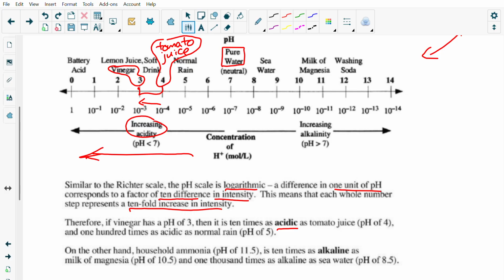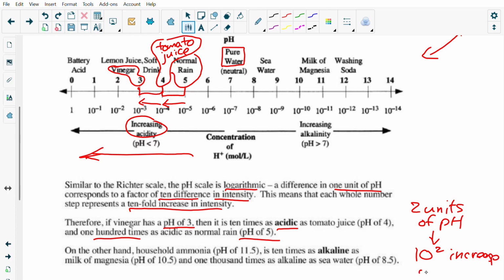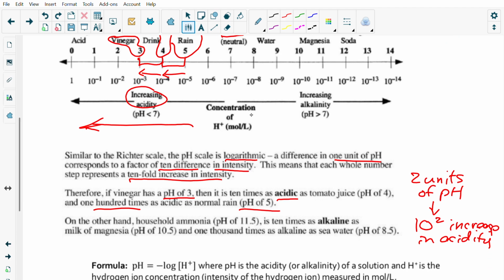Vinegar, which has a pH of 3, is 100 times as acidic as normal rain, which has a pH of 5. Here's normal rain right here. So I'm going 2 units of pH. That corresponds to a 10 squared increase in acidity levels, which is a hundredfold increase in the concentration of the hydrogen ion measured in moles per liter.